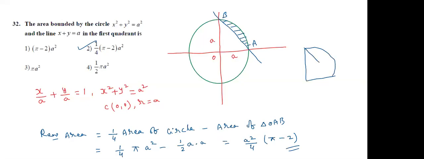So what I have done here: this part is 1 by 4th of the area of the circle, and I eliminated this part. So we get this. Yes or no? This is 1 by 4th of the area of the circle minus the area of triangle OAB. I eliminated this, now the required area is that. Students, all of you understood now?